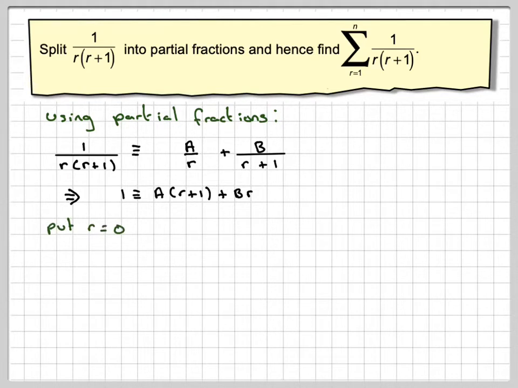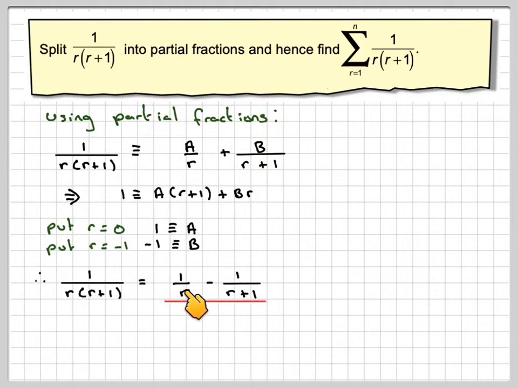Okay, put r equal to 0. That will give that a will be equal to 1. And if we put r equal to minus 1, this bit will become 0. We get minus b is equal to 1. Therefore, b will be equivalent to minus 1. Therefore, 1 over r times r plus 1 will be equal to 1 over r minus 1 over r plus 1.